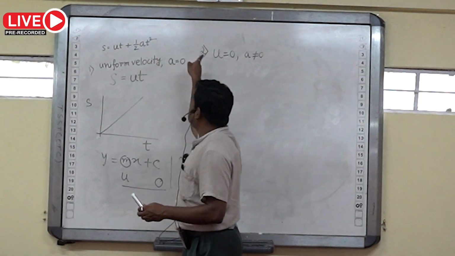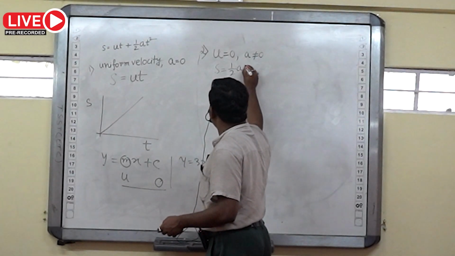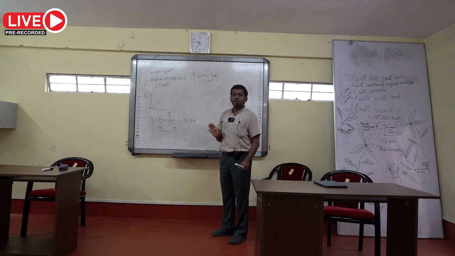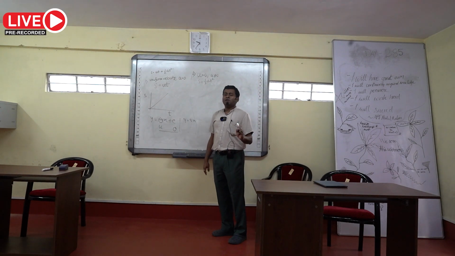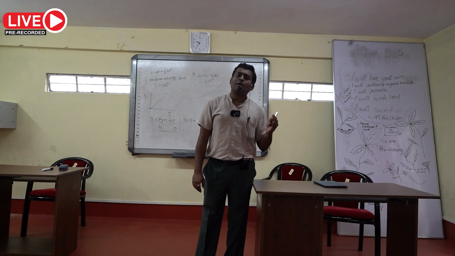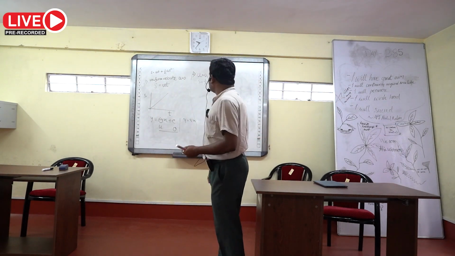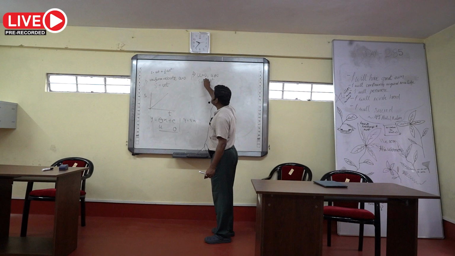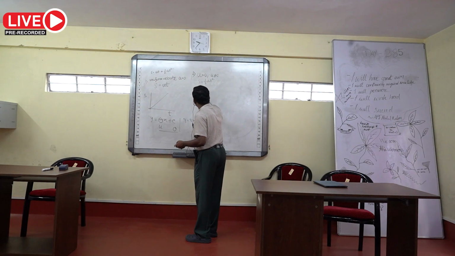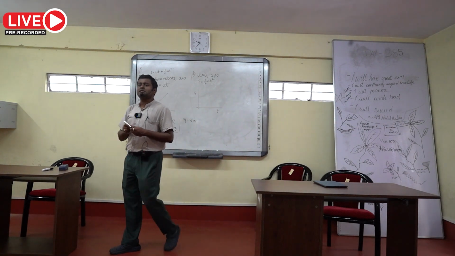this first equation reduces to s equal to half at square. Uniform acceleration means acceleration is constant, so half a is also constant. If a is constant, then half a is also constant. So we can say that in this equation s equals some constant into t square. So if I draw a graph between s and t, which type of graph will it represent?